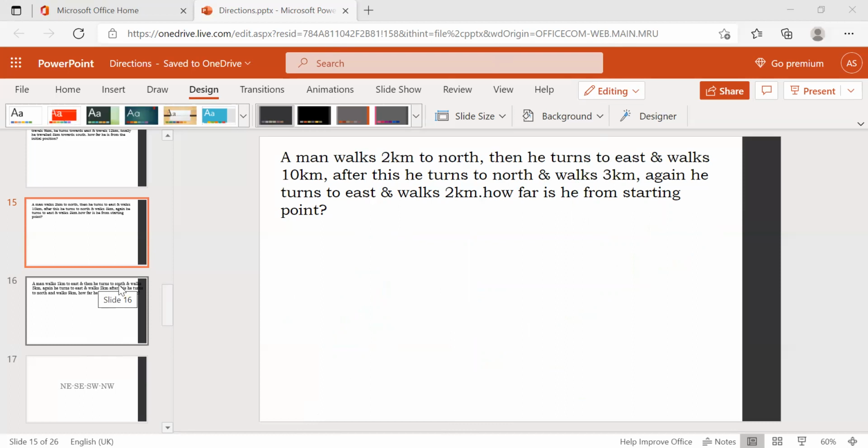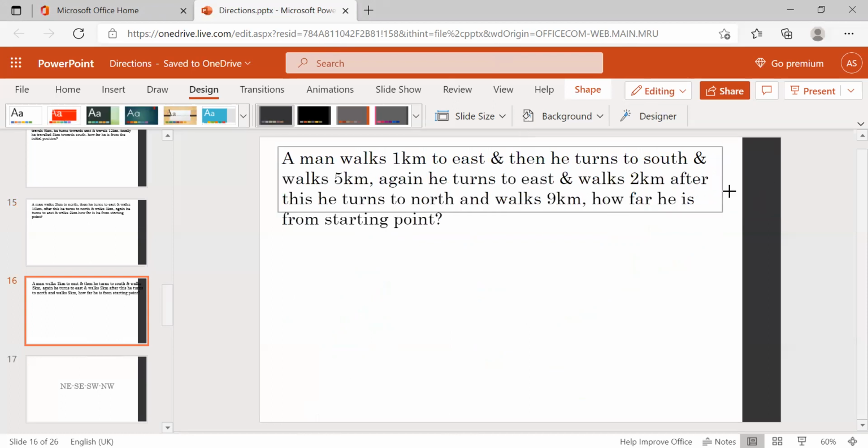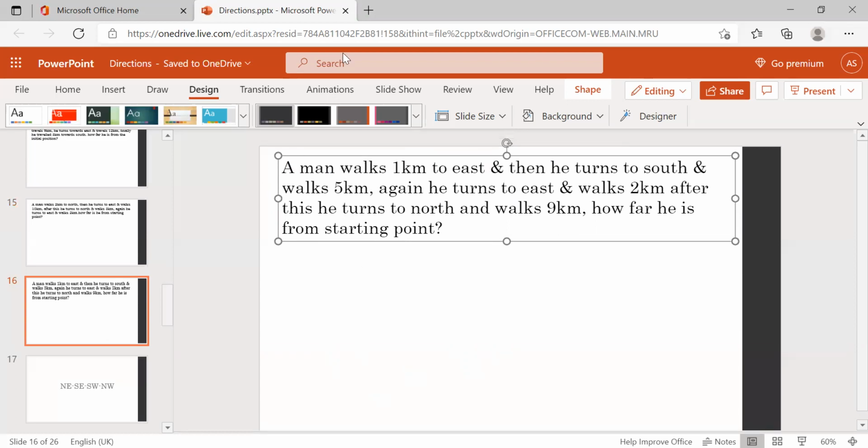Now, a man walks 1 kilometer to east and then he turns to south and walks 5 kilometers. Again he turns to east and walks 2 kilometers. After this, he turns to north and walks 9 kilometers. How far is he from the starting point? Just do it the same way.